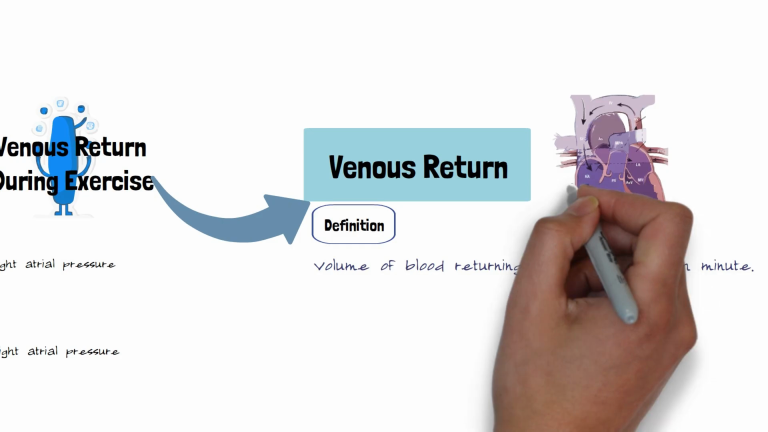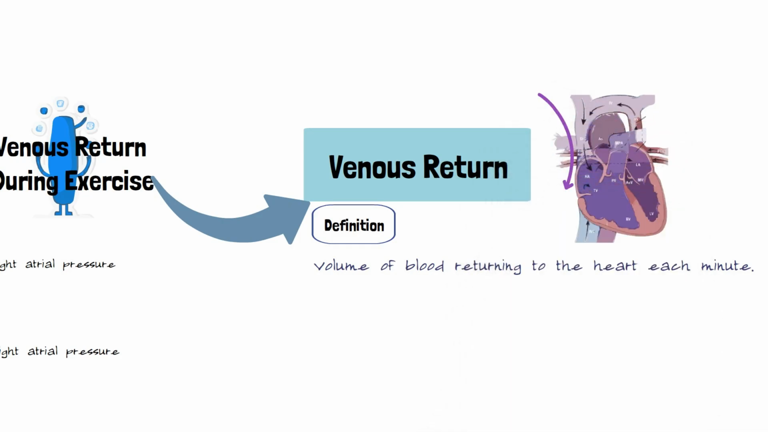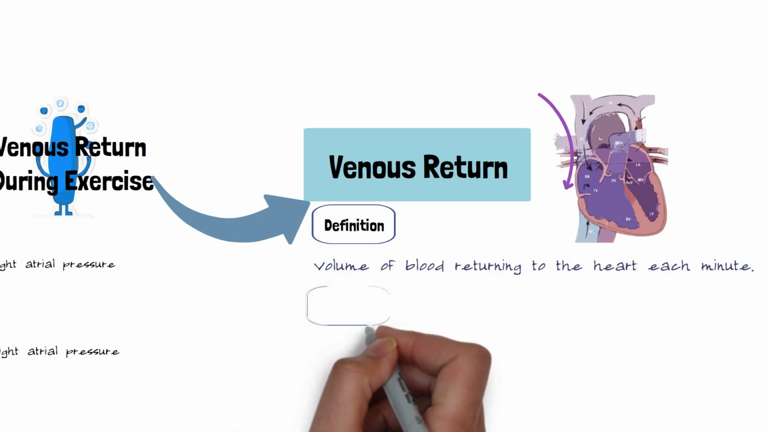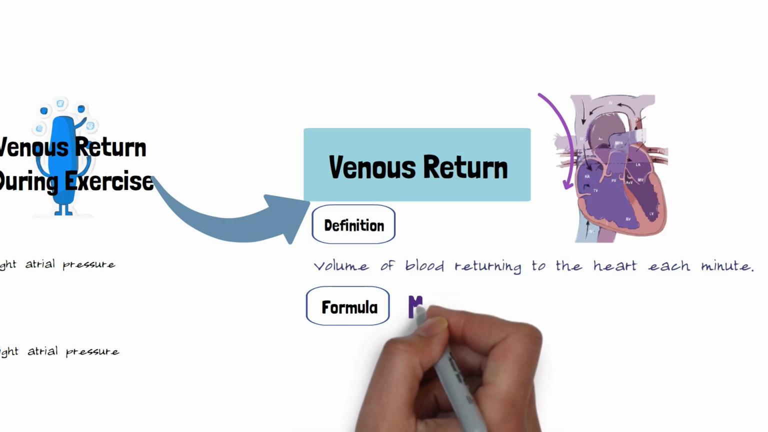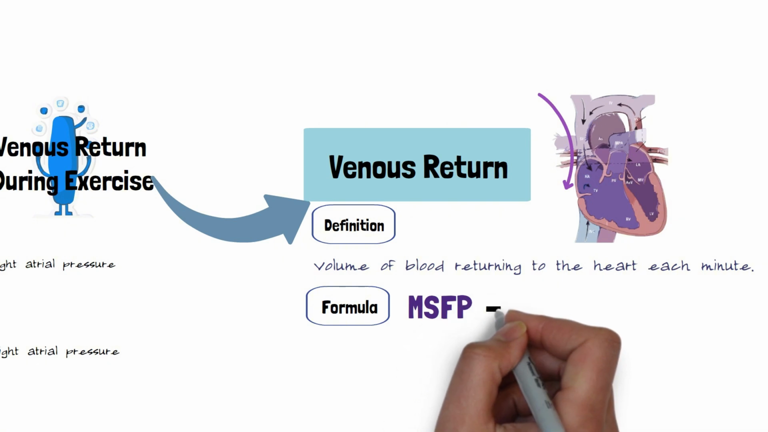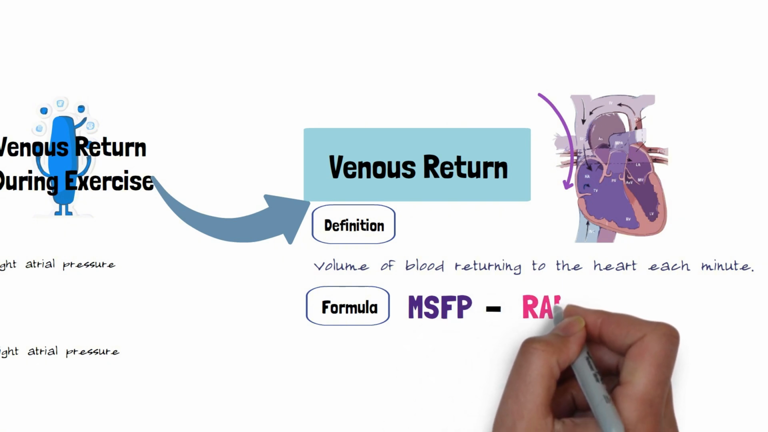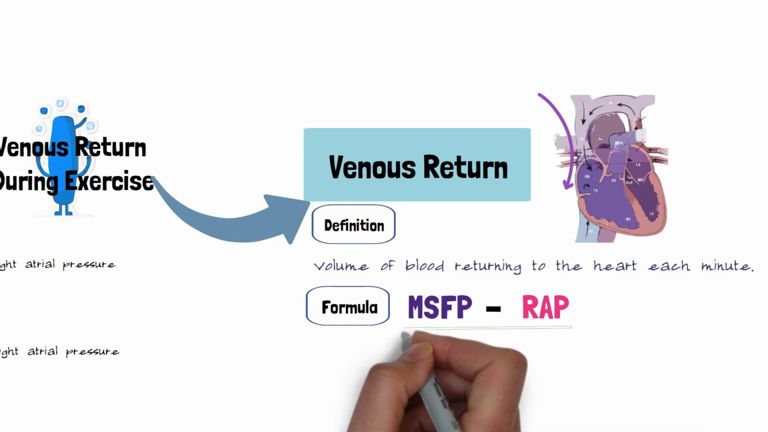Okay, so what about the equation for the venous return? It's simply similar to the flow equation. Remember, the flow equals the pressure gradient over the resistance. So when applied to the venous system, the venous return equals the pressure gradient, which is the mean systemic filling pressure minus the right atrial pressure, divided by the resistance to the venous return.